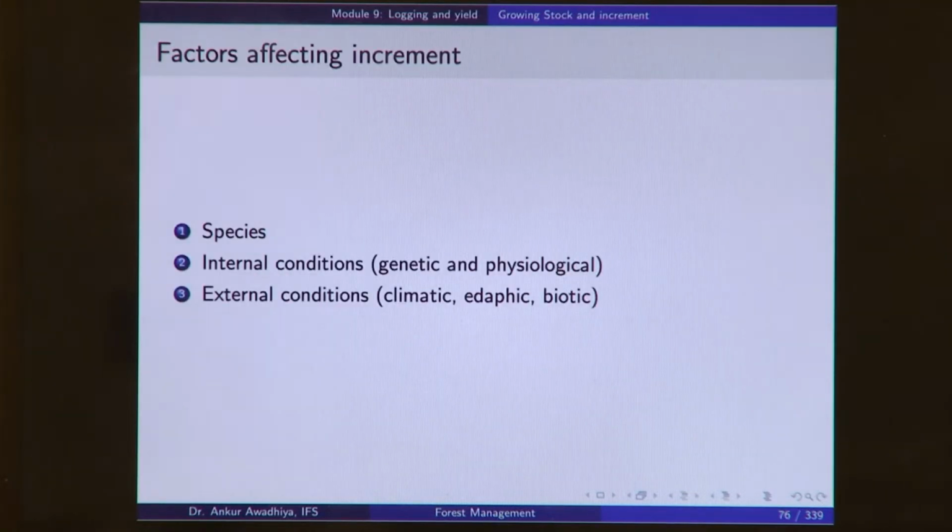Now what are the factors affecting increment? These are species, internal conditions both genetic and physiological, and external conditions climatic, edaphic and biotic.